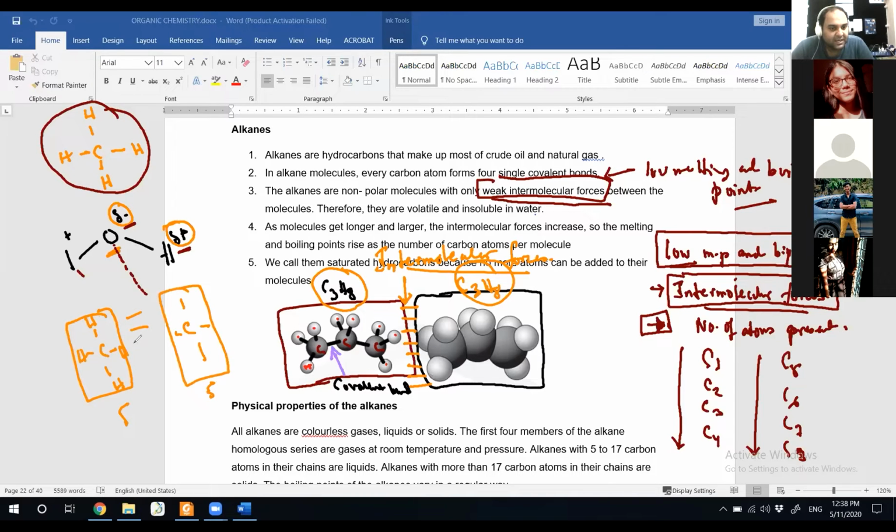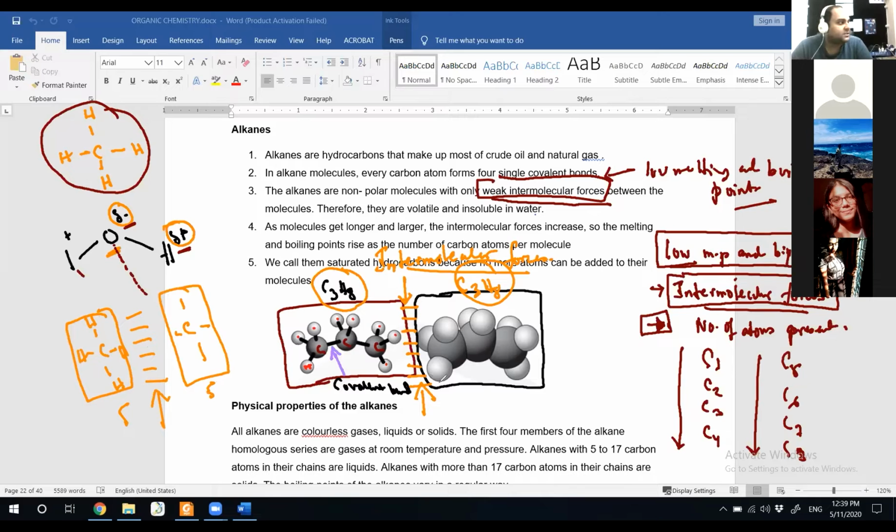So would the intermolecular force in methane and the intermolecular force in propane have the same strength or different? Different. Who's going to have a stronger force of attraction? Propane. So this is why propane has a higher melting and boiling point. It has a greater density. It is more viscous. Viscosity means how close the molecules are.